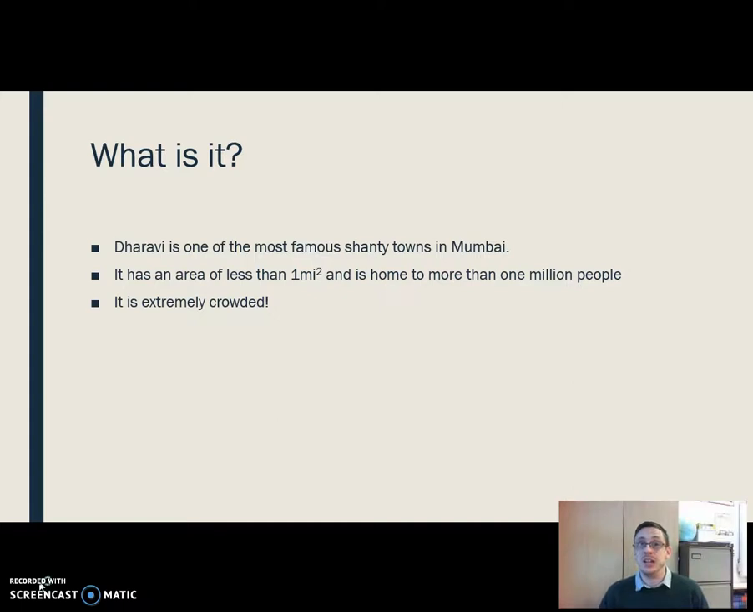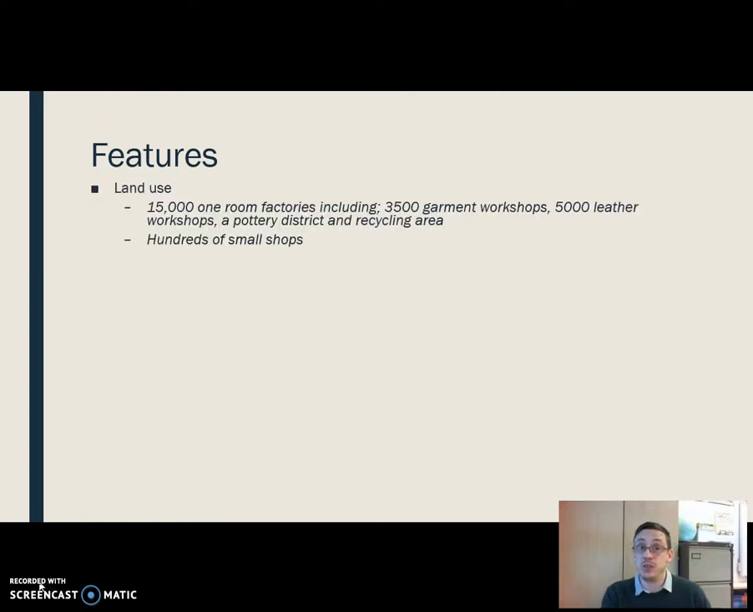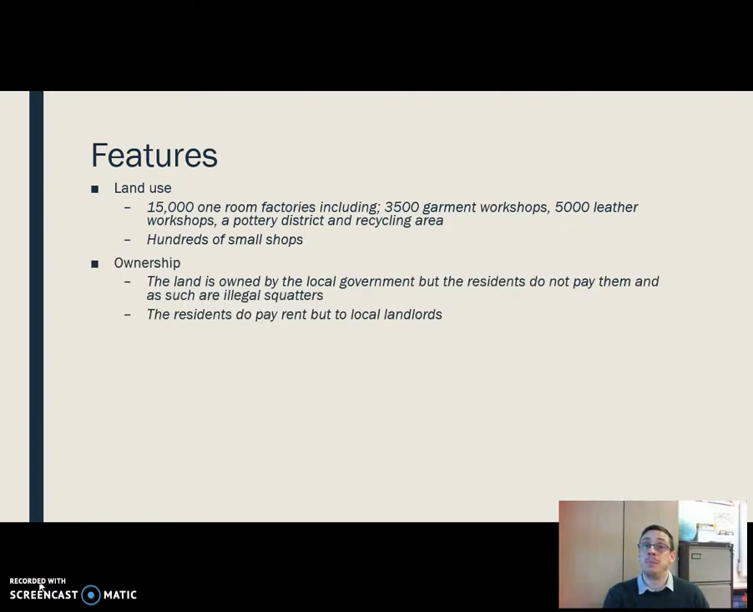It's crazy. And thus my next point is a little bit moot, but it is extremely crowded. This is one of the most densely populated areas in the globe. Features of Dharavi. Now, in terms of the land use, we've got 15,000 one-room factories in there. That includes 3,500 garment workshops, 5,000 leather workshops, a whole district dedicated to pottery, and a similarly huge area dedicated to recycling. You marry that up with hundreds of small shops to meet people's daily needs, bread, food, etc. It's extremely busy.